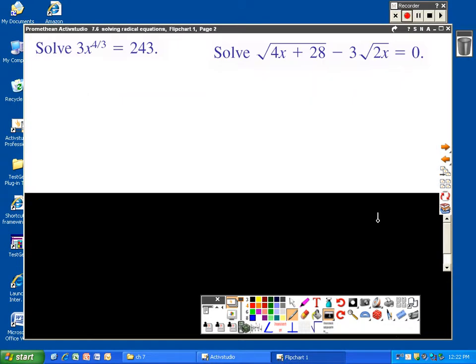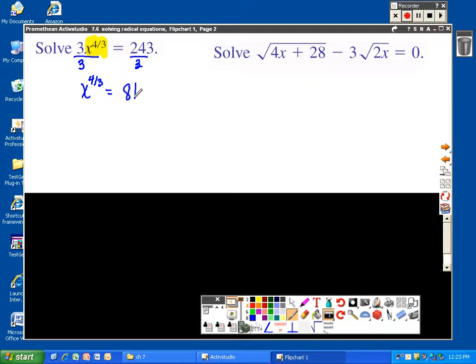The next problem we have should be 3 times x to the 4 thirds equals 243. This time it's not radical, but exponential. And my exponential part is 3x to the 4 thirds. So I want to divide both sides by the 3, so I get just the x alone. And I have x to the 4 thirds equals 81.